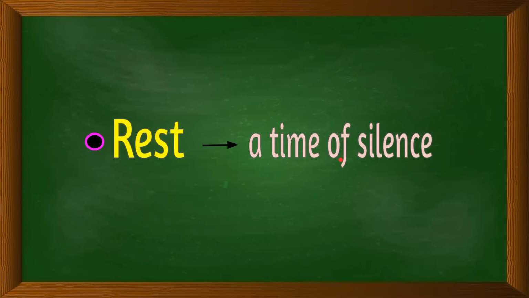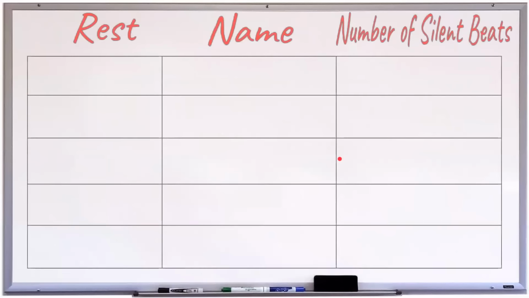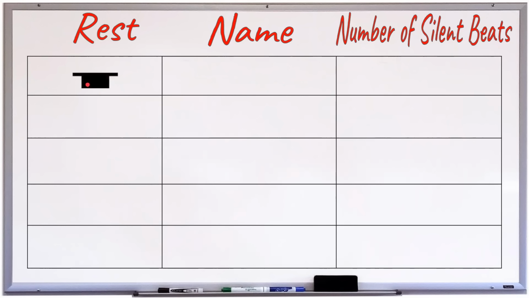Rest is the time of silence. So there's no sound at all. You're not making a sound, and that is called rest. It's a time of silence. So let's go to our rest symbol, the name of that rest, and the number of silent beats. This time, it's silent beats already.